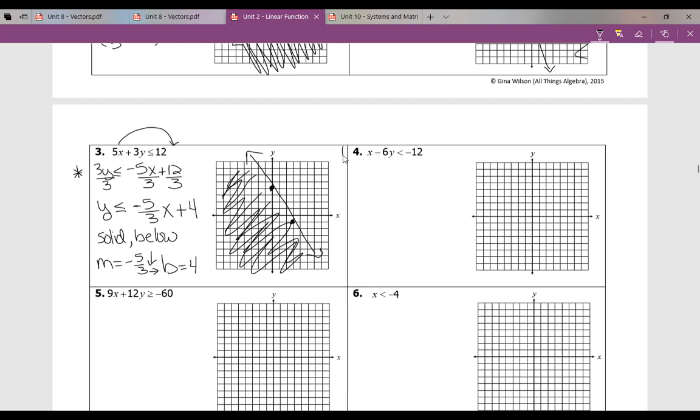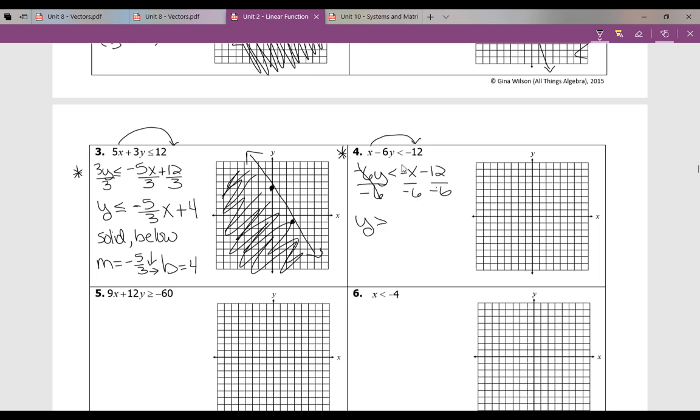Now, put a star by number 4 because we are going to end up dividing by a negative and our symbol is going to flip. You don't always divide by negatives, but in this one we're going to. So the first thing we're going to do is we're going to move x over by subtracting it. At this point, the last step, when you divide to get y by itself, you have to decide, keep the symbol or switch it. Well, I'm dividing by a negative 6. So my symbol changes directions.